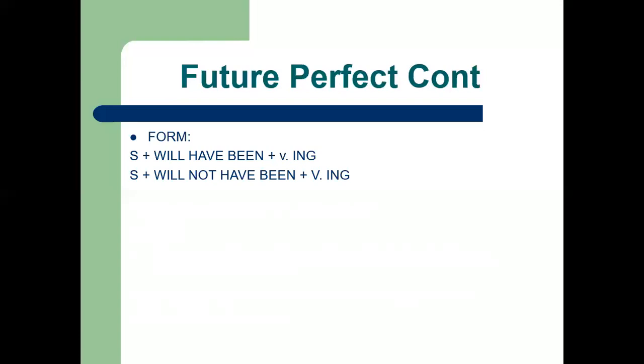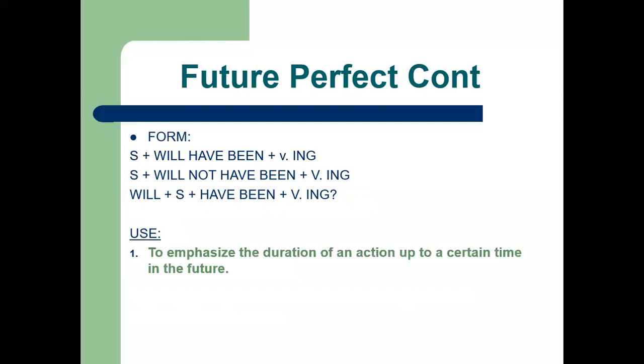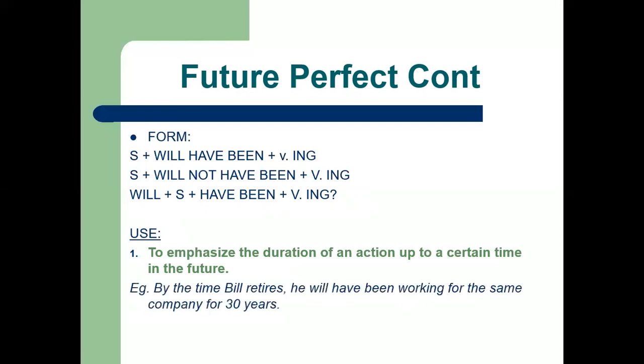The form here is will have been plus ing, future perfect continuous. And generally, we emphasize the duration of an activity up to a certain point or certain time. By the time he retires, he will have been working for the same company for 30 years. So it's very much like the future perfect simple, but here the emphasis is on the duration of the action.